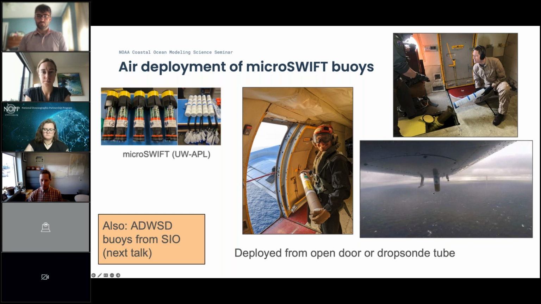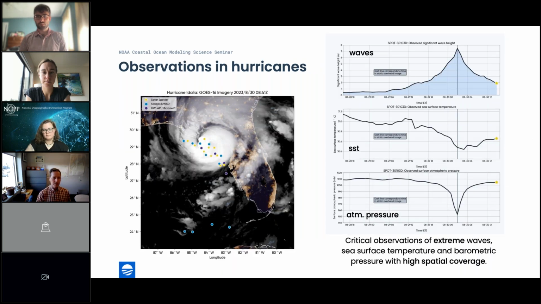And here's a little animation of one of them coming out of the tube of a NOAA aircraft, and then you can see the chute deploying just behind it. So these do have a chute. They are also packaged in cardboard, which falls away once they're in the water. And we have either deployment method available. The third buoy type you'll hear about in the talk that immediately follows, and Martha will tell you all about the ADWSDs that her group deploys, which rounds out this fleet of buoys. So those are the buoys, and here's a little bit of an example of the kinds of things we've done. This is in Idalia last year, the end of August in 2023.